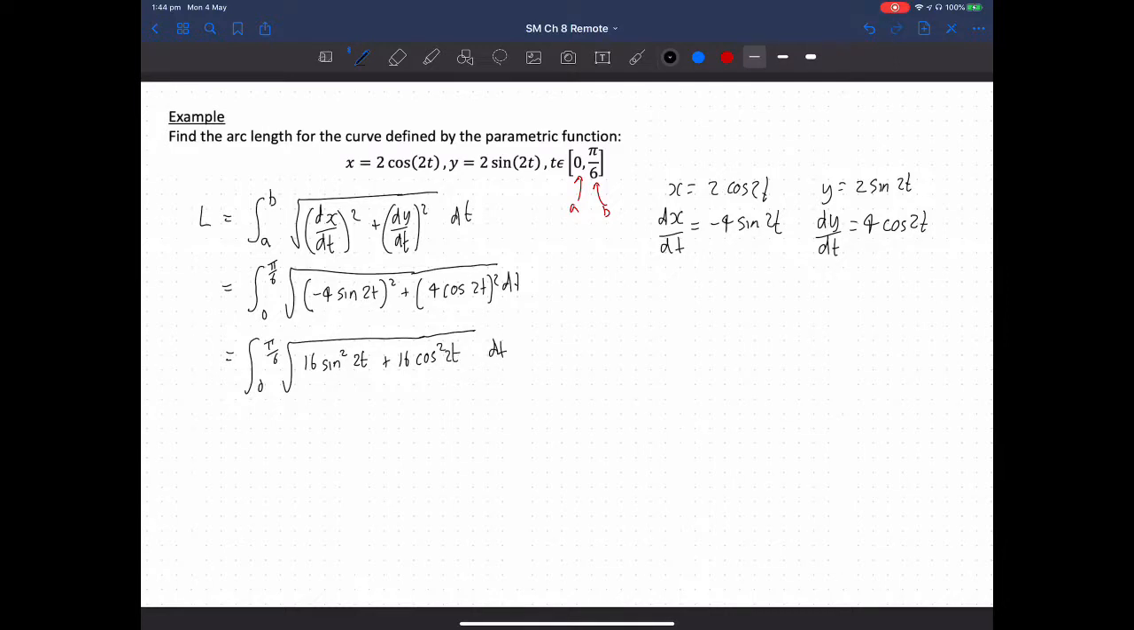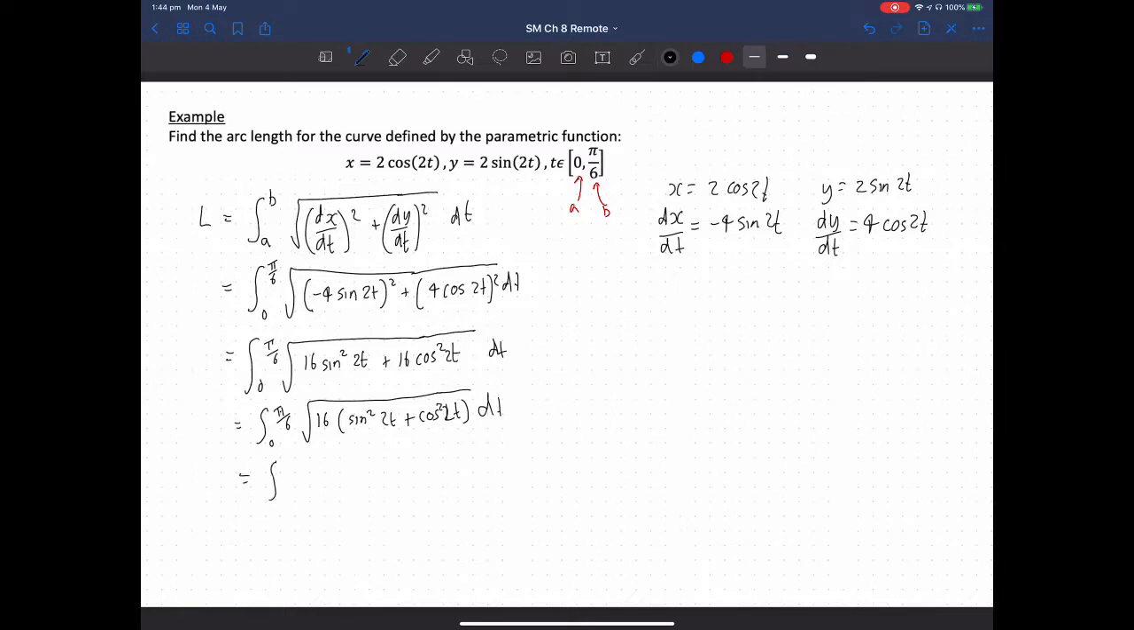So now we can look to see what we can do. 16 is a common factor. So we have the integral from 0 to pi on 6. I'm going to take 16 out as a common factor, and that will give me, inside the bracket, sin² 2t plus cos² 2t.